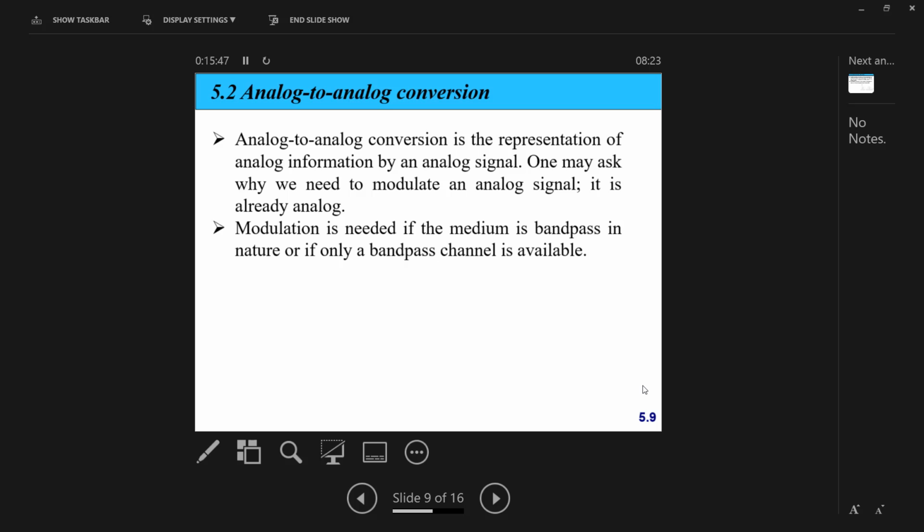So I need to shift this in frequency to the bandpass channel. Instead of a low channel or baseband channel, I will move it to a bandpass channel. So I need to shift it and send more data. This shift is analog to analog conversion. This is at the frequency F1. I need to shift it to frequency FC.